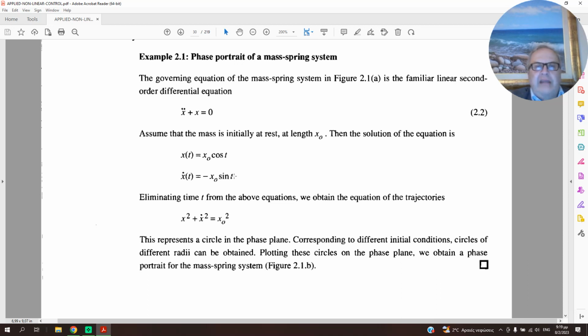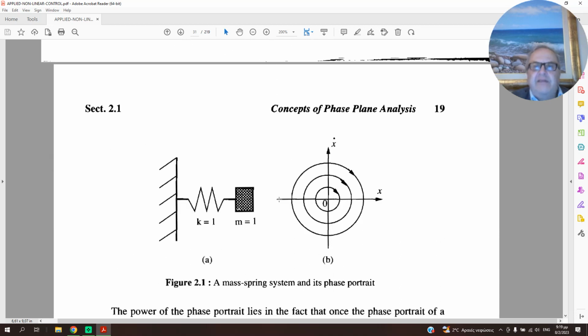So how can we eliminate time? We apply the Pythagorean theorem, and if you apply the Pythagorean theorem, you can see x squared plus x dot, the derivative, squared equals x0 squared. That means that you get these trajectories. You have a phase portrait.